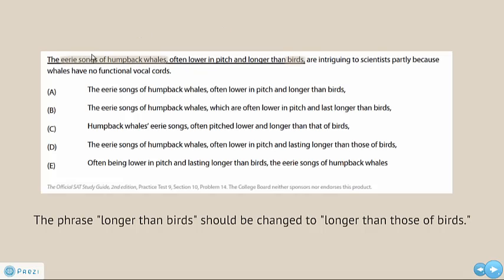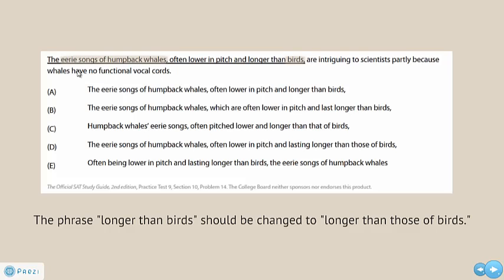This sentence reads, "The eerie songs of humpback whales, often lower in pitch and longer than birds, are intriguing to scientists partly because whales have no functional vocal cords." The sentence is comparing one object to be lower in pitch and longer than another object. We identify the first object to be the songs of humpback whales, and the second object to be birds. Does it make sense to say that something is lower in pitch and longer than birds? Clearly, this is a comparison error.